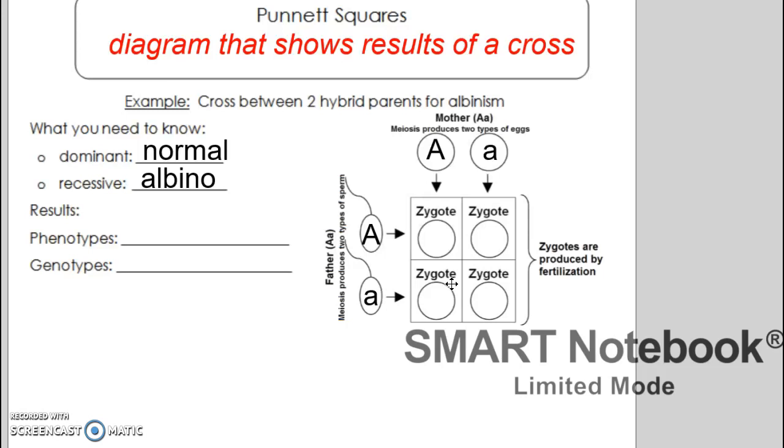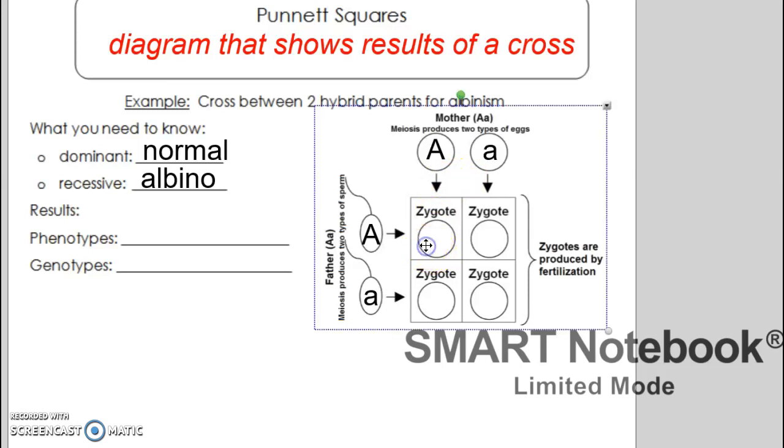Whenever these parents mate, they are going to have a possibility of getting a particular outcome for their babies. So we're going to look at what those possibilities are. Remember, the mom can produce eggs that have the dominant or the recessive. Same with the dad. He can produce sperm that have the dominant or the recessive. So we're going to look at all the possibilities here.